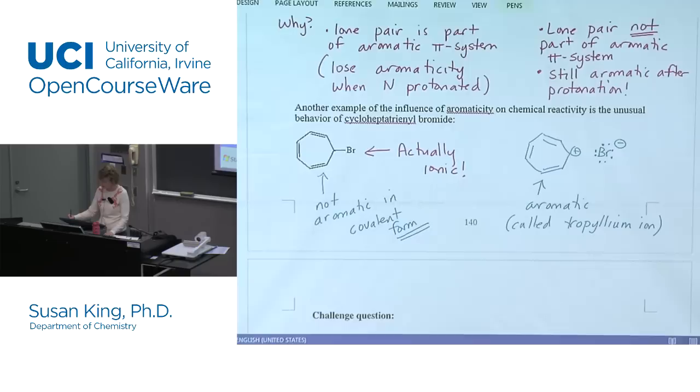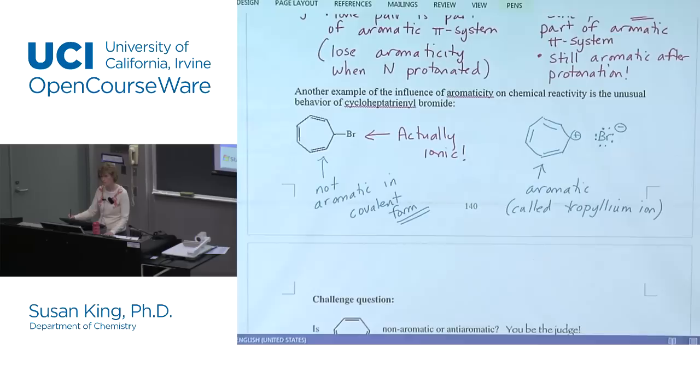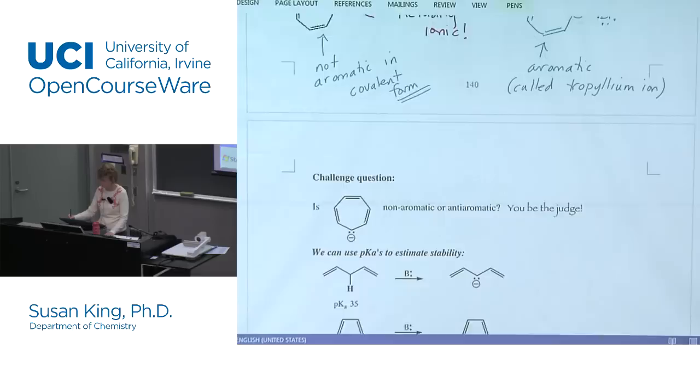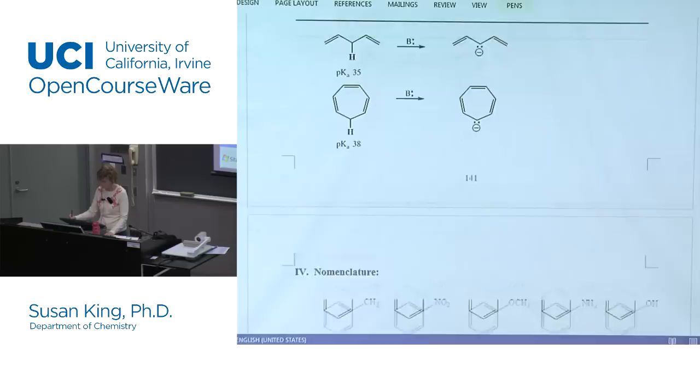We are going to skip this challenge question. Okay? We might do it at the review. We might do it next week. But I'm trying to buy as much time as I can right now for chapter 18, so I'm going to slide right past that. Very briefly, we're going to talk about nomenclature.